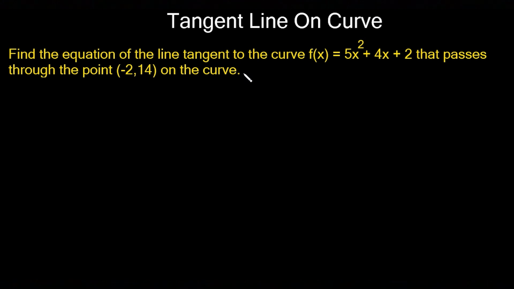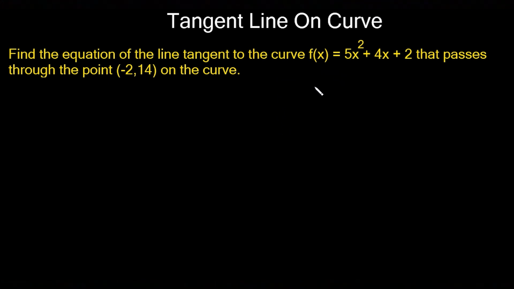So here's our next example. You can see that, again, we're dealing with a quadratic. They want to know what is the equation of the tangent line passing through the point (-2, 14) on the curve, okay? So again, the first thing that we need to do here is find the derivative, or in other words, the instantaneous rate of change, because again, that will lead to the slope of the tangent line.